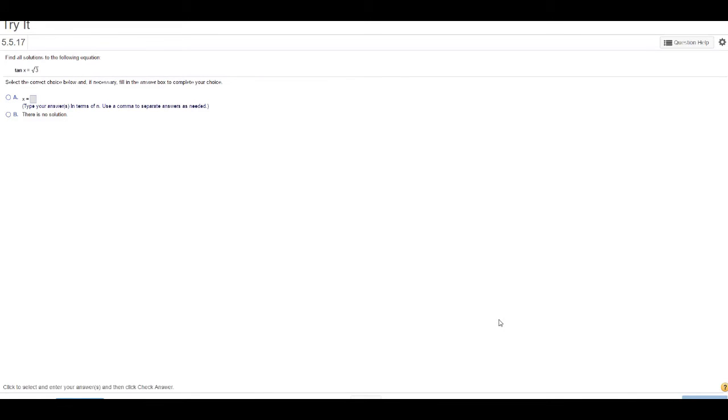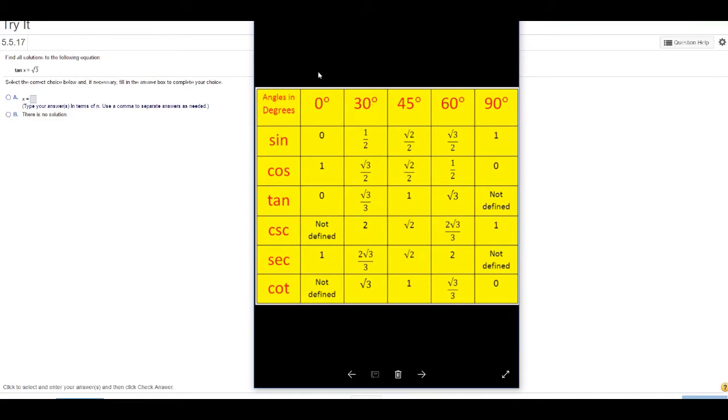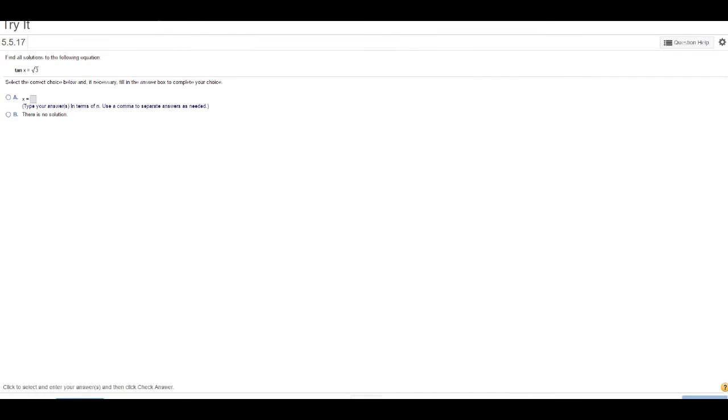Here we are with the final example. I just wanted to throw one in with tangent here. We have tan of x equals radical 3, or radical 3 over 1. We just pull out the old angles in degrees. Tangent radical 3 is 60 degrees, which is pi over 3. Another very common one to have come up here. So we have pi over 3 for tangent.